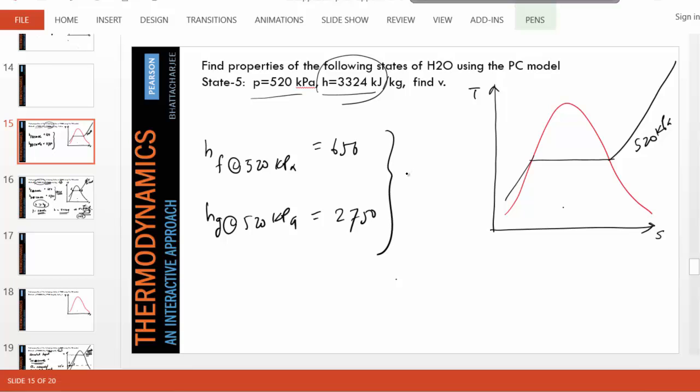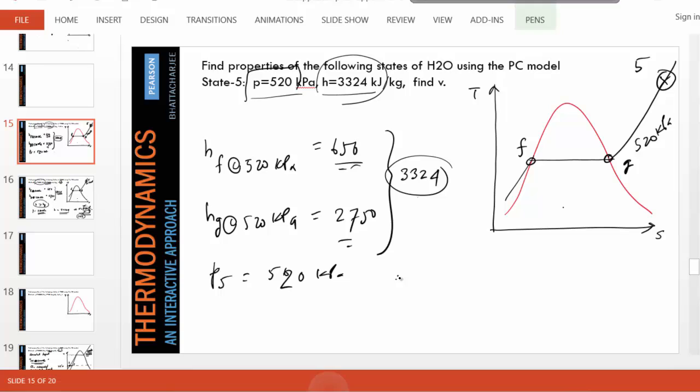state is. Our state has an enthalpy of 3324. Notice for f and g, we now know the values of enthalpy, and the given value is way higher than Hg. So therefore my state might be superheated, because it's on the right side of g. So let's call it state 5, which is a superheated vapor. And now we know the enthalpy of the superheated vapor and the pressure. So therefore it's a simple problem. Now the pressure is given, P5 is 520 kPa, and enthalpy is known, 3324.